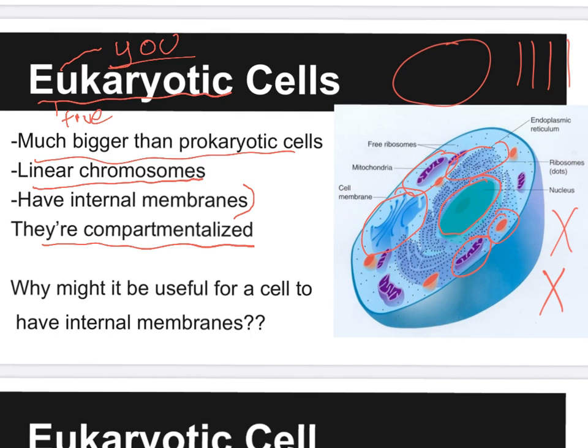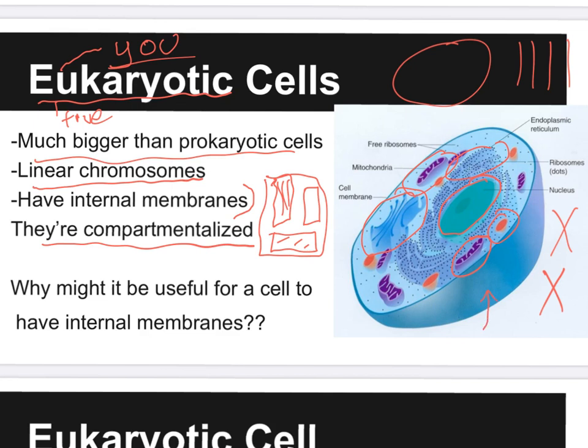So if you think about a junk drawer in your kitchen, right? The junk drawer is probably pretty messy if there's just all the stuff in there. But if you buy one of those drawer organizers that has different sections, different compartments, you can put the paper clips in there and the pencils in there, and you can organize it. So eukaryotic cells are kind of organized.